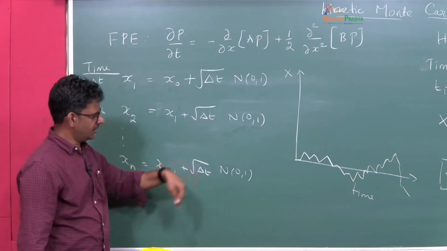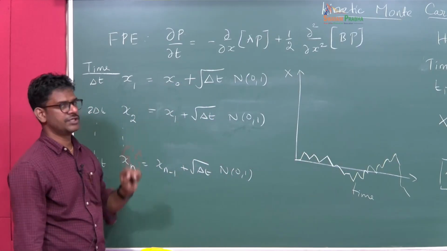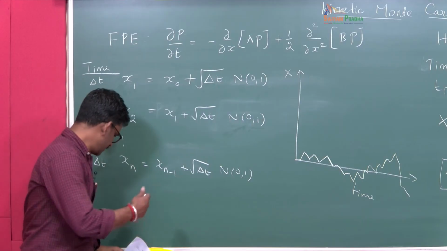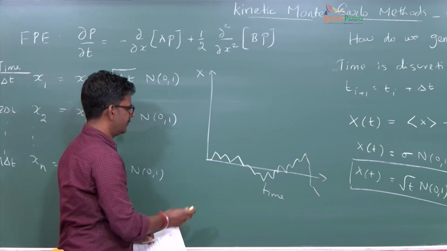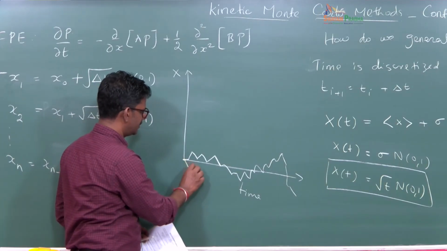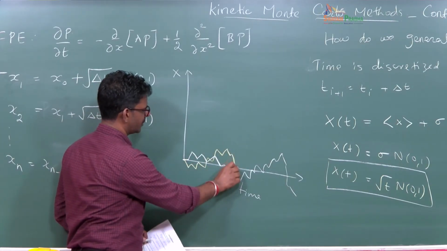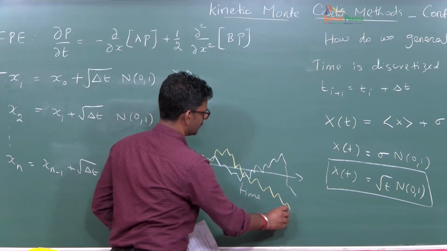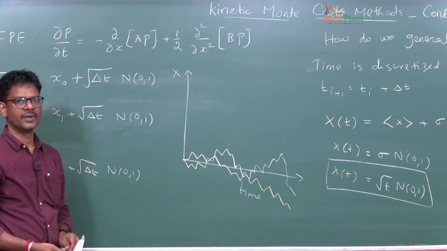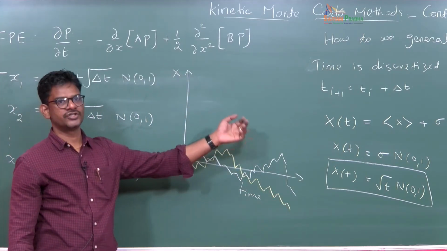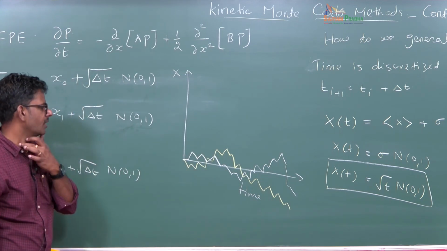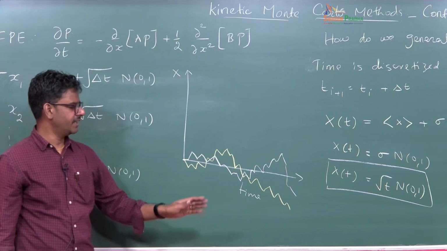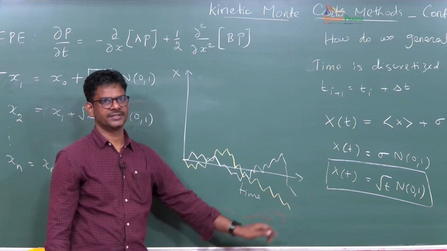Suppose I redo this entirely with the same initial condition. When I regenerate this trajectory, you will get a slightly different trajectory. Okay, this is another path. You can actually create a very large number of such sample paths, and from these sample paths we can get all the statistical properties as a function of time.